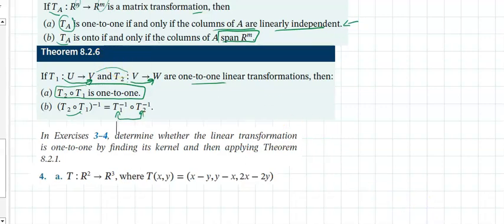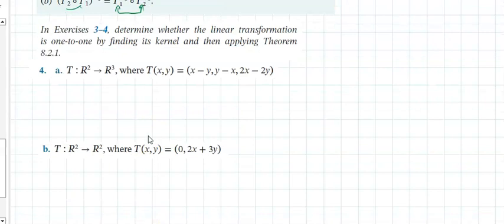All right. So remember that the kernel maps everything to 0. Let's start with example 4. It says, determine whether the linear transformation is one-to-one by finding the kernel and then applying theorem 8.2.1. Now, on a test, I wouldn't ask for something like that, but I'll say, determine if it's one-to-one. You could use the kernel to do that.